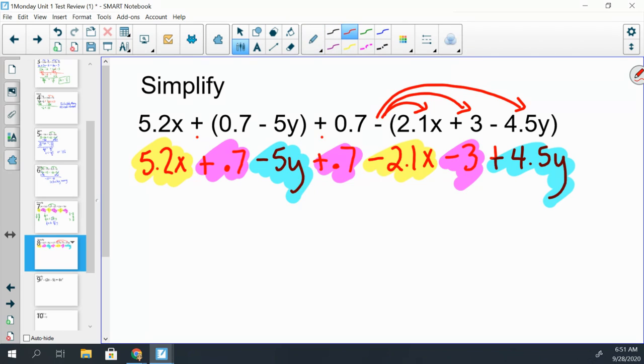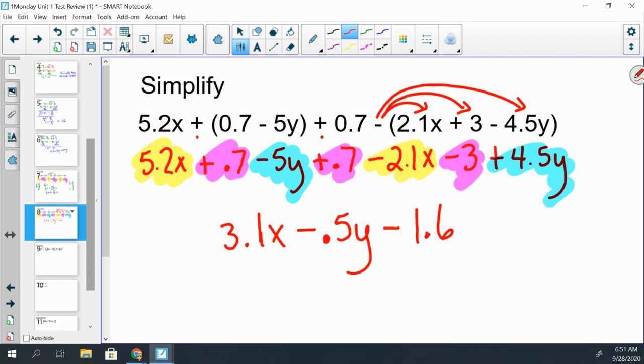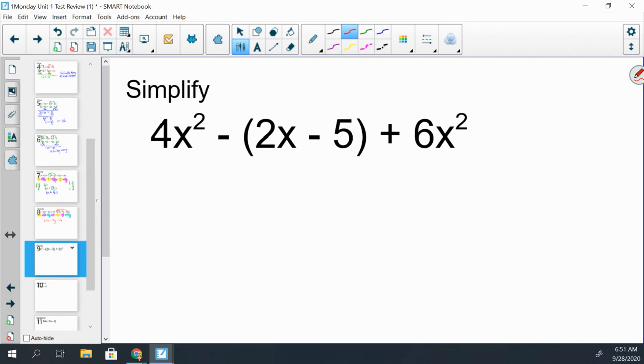So we can plug that into Desmos, the 5.2 minus 2.1 to get 3.1x. And then when I plug in the y's, negative 5 plus 4.5, I end up with negative 0.5y. And then when I add the 0.7, and then minus 3, I end up with negative 1.6. That would be the best form because we have x, y, and then constant. But if you have them in a different order, just recognize this is the same order as well. All right, moving on to number 9.